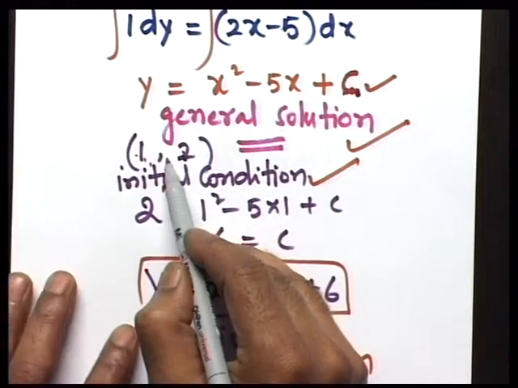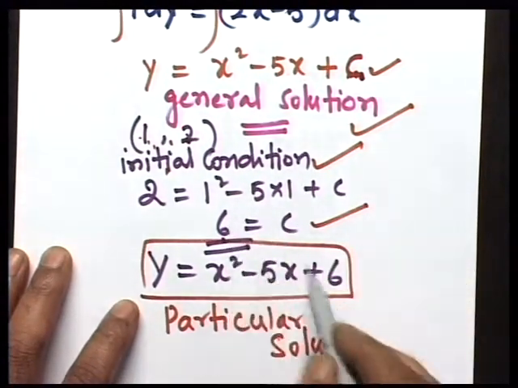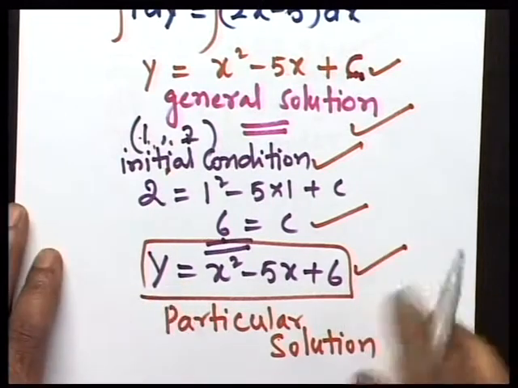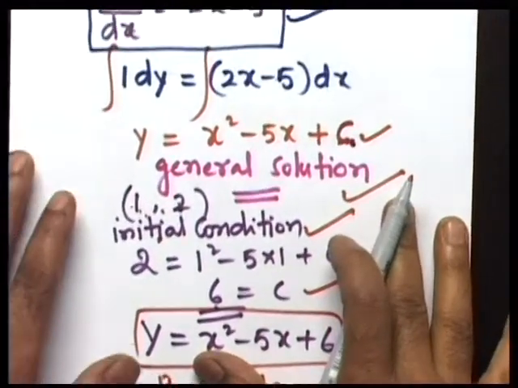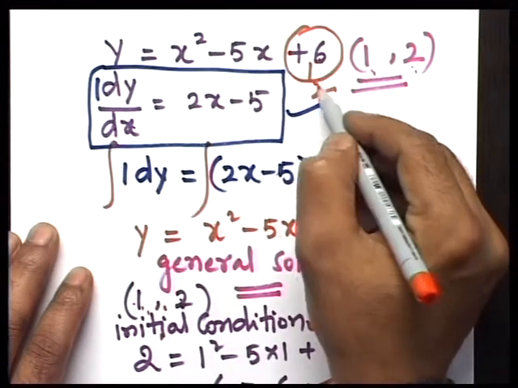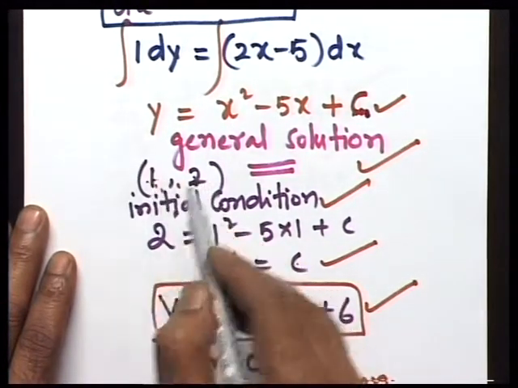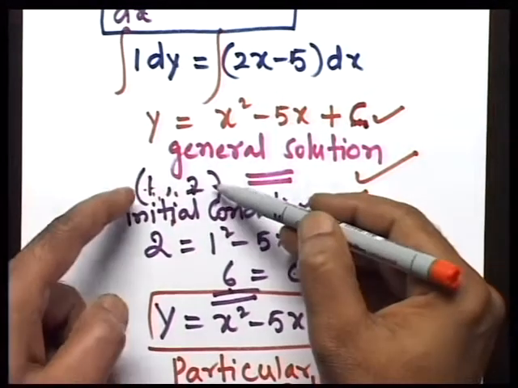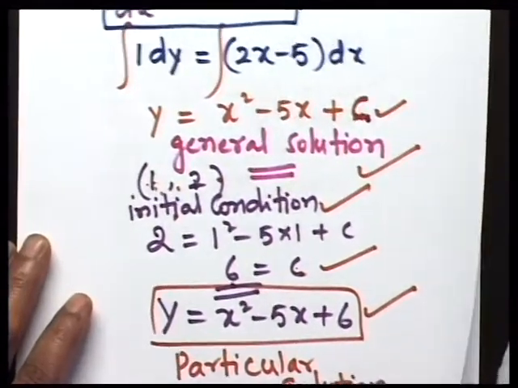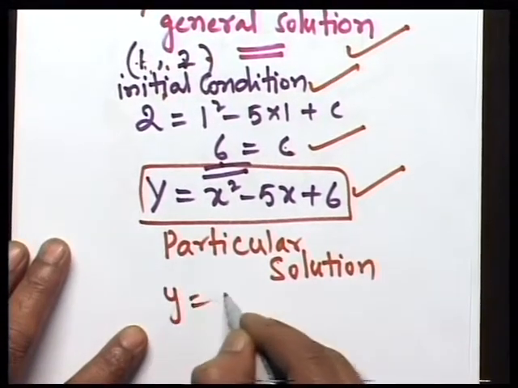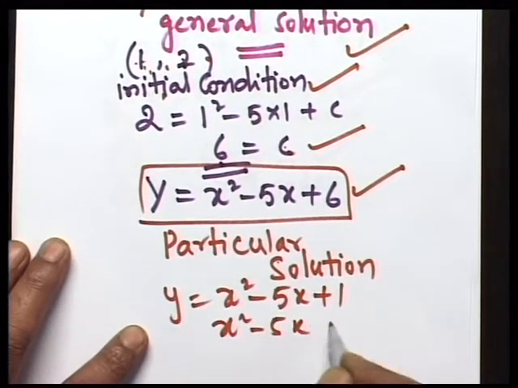And when you substitute that into the question there, and if you get c equals 6, put that back into the question, write the final answer, this is called a particular solution. Because if I change this number to something else, I get the c value something else here. So initial conditions change, all right? When the initial condition changes, the value of c also changes, and you get another equation, which is maybe y equals x squared minus 5x plus 1, or maybe x squared minus 5x plus 7.